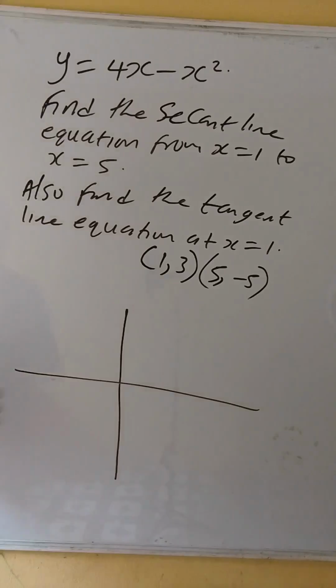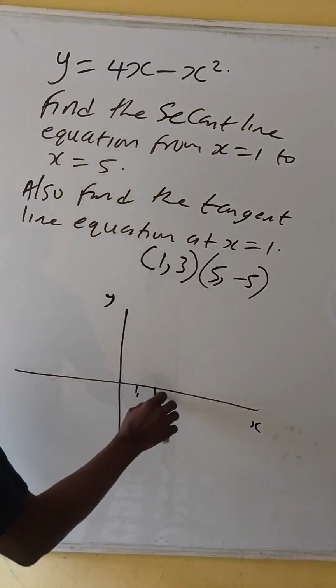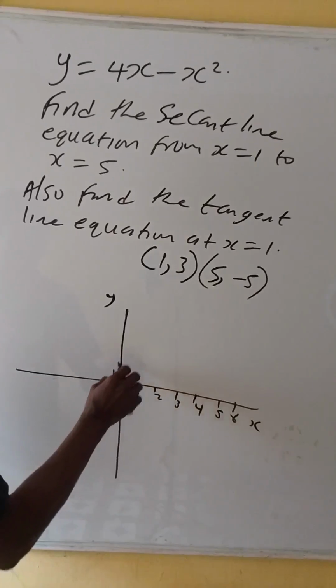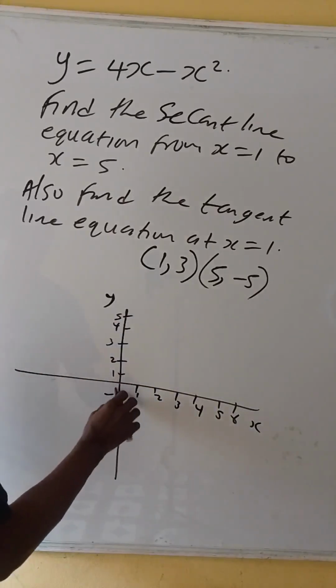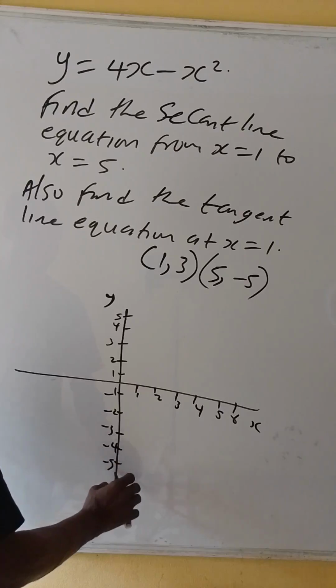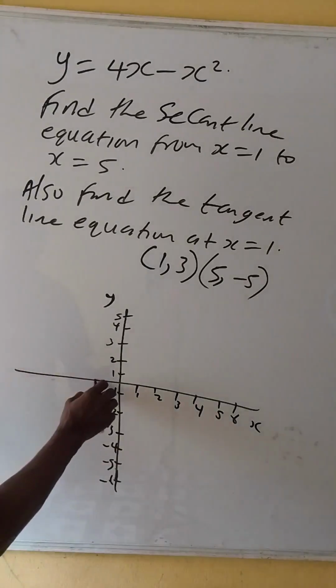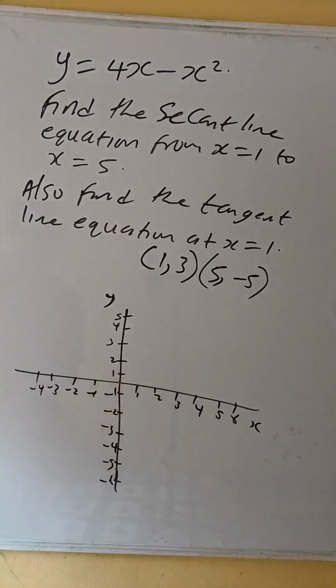So let us see. This is my y-axis, this is my x-axis. So here I have 1, 2, 3, 4, 5, 6. Then 1, 2, 3, 4, 5. Minus 1, minus 2, minus 3, minus 4, minus 5. So just put your coordinates.